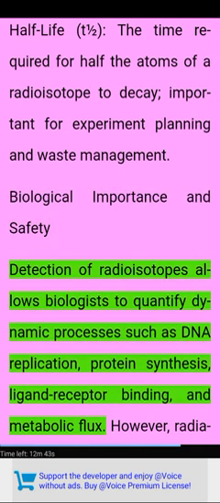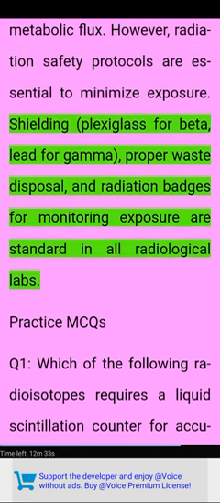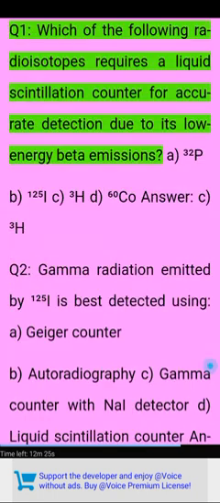Biological importance and safety. Detection of radioisotopes allows biologists to quantify dynamic processes such as DNA replication, protein synthesis, ligand receptor binding, and metabolic flux. However, radiation safety protocols are essential to minimize exposure. Shielding, plexiglass for beta and lead for gamma, proper waste disposal, and radiation badges for monitoring exposure are standard in all radiological labs. Practice MCQs.